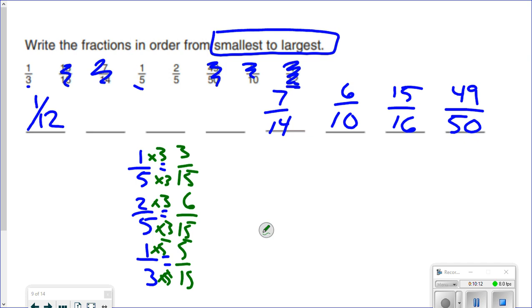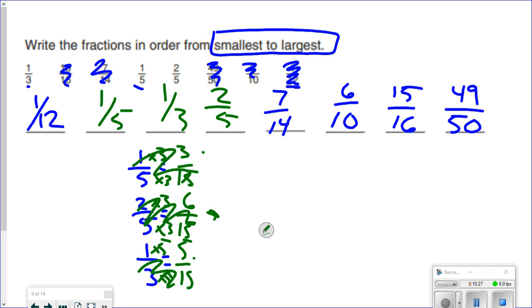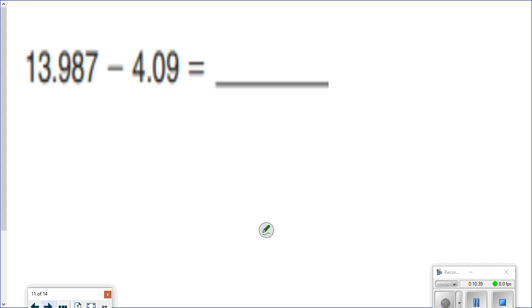So if you take a look here, 6 is the biggest. That means my 2/5 is here. 5 is bigger than 3, so I have 1/3 here. And 3/15 is left, so 1/5 is it. That is how you solve smallest to largest. Take your time, pick out the ones that are the giveaways that are much easier, then you make the problem that much simpler. Now we got some practice problems.